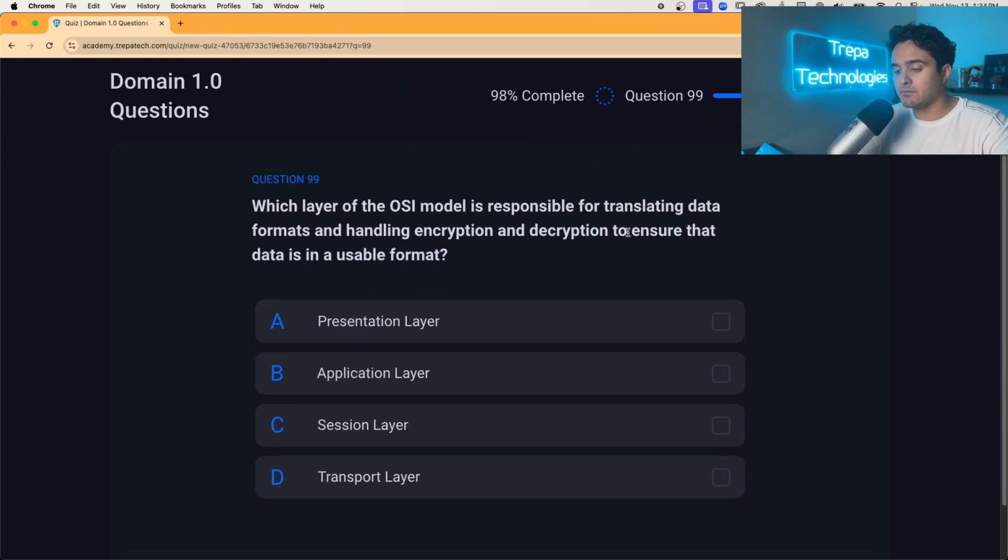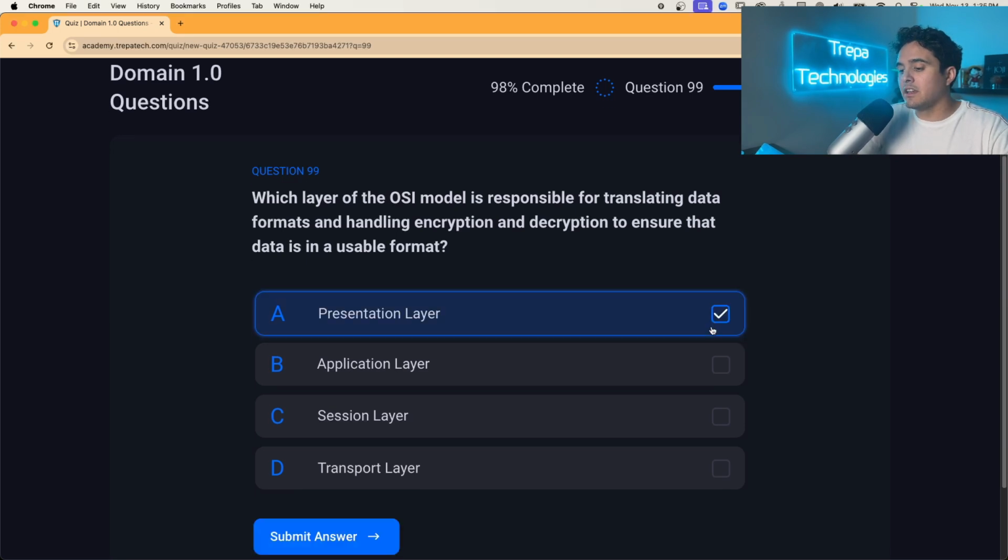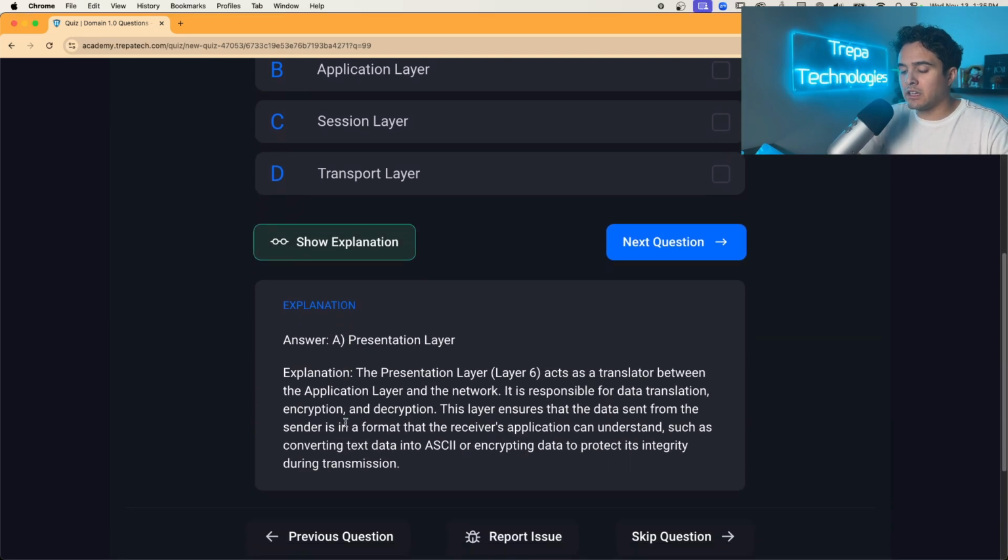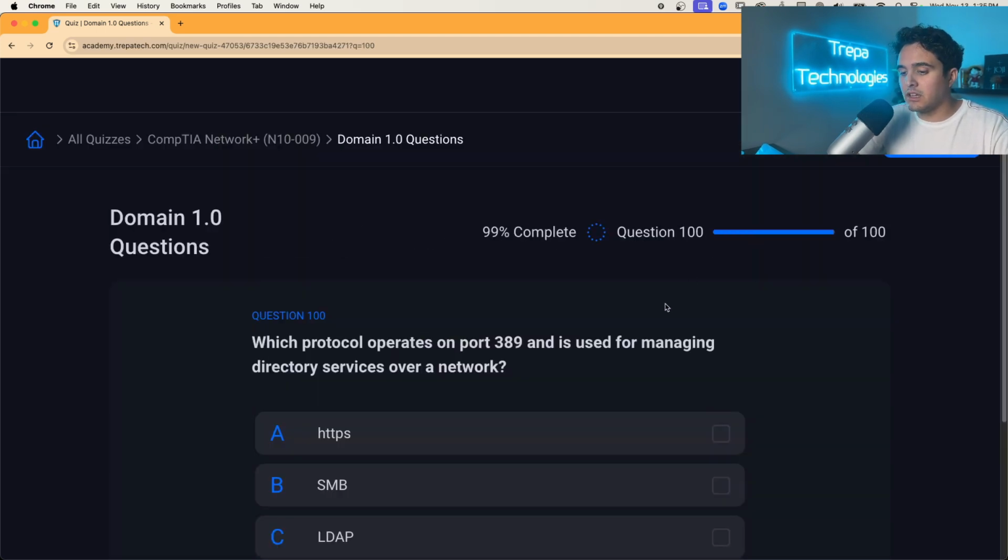Question 99. Which layer of the OSI model is responsible for translating data formats and handling encryption and decryption to ensure the data is in a usable format? That is going to be A, the presentation layer. Go ahead and pause the video if you'd like to read. That's layer 6.